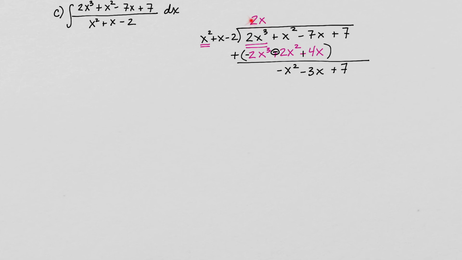And then I take this 2x. 2x times x squared is 2x cubed. 2x times x is 2x squared. 2x times minus 2 is minus 4x. So that's what was in pink.